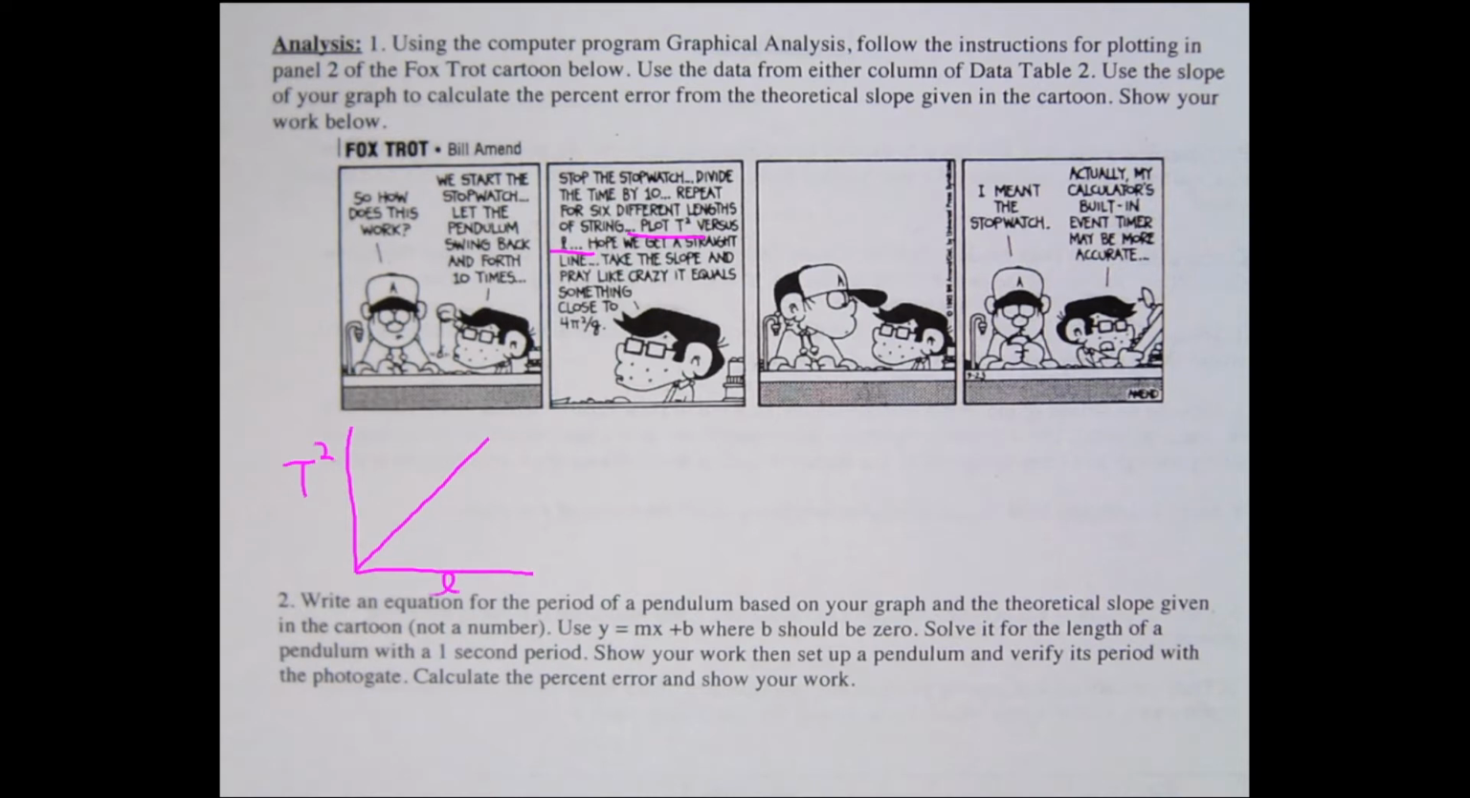And then you're asked to get the slope. You can just use what the computer said. You go to analyze and do best line fit. You can use your calculator to get it. But this would be your experimental slope. And then you're asked to compare it to 4 pi squared over g. And 4 pi squared over g comes out to about 4.03.